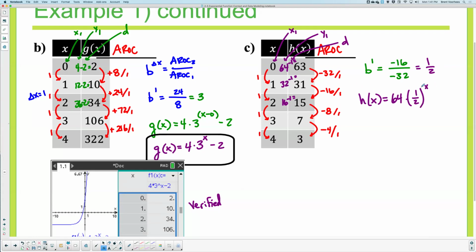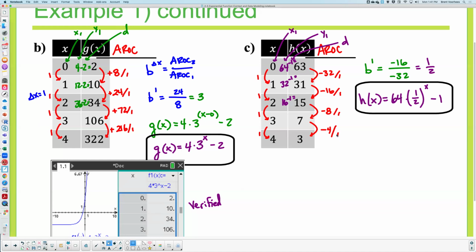Do I need to put x minus 0? Can I just leave it as x? You okay with that? Just x. And then our d is minus 1. And let's go verify this. Let's make sure that equation is accurate.